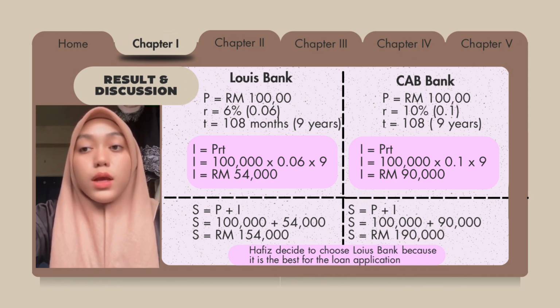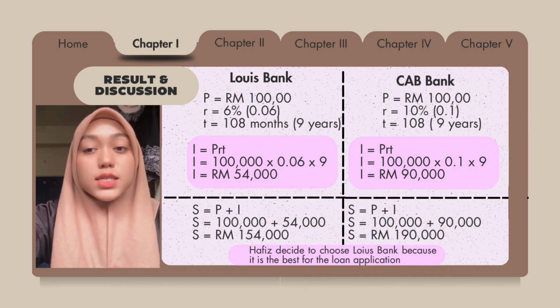Rate of CAB Bank is 10%. I equals PRT. I equals 100,000 multiply with 0.1 and multiply with 9 years. The total is 90,000 ringgit. S equals P plus I. S equals 100,000 plus 90,000. The total is RM190,000. As a result, Hafiz decided to choose Louis Bank because it is the best for the loan application.